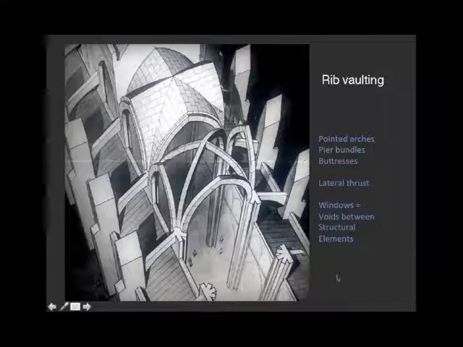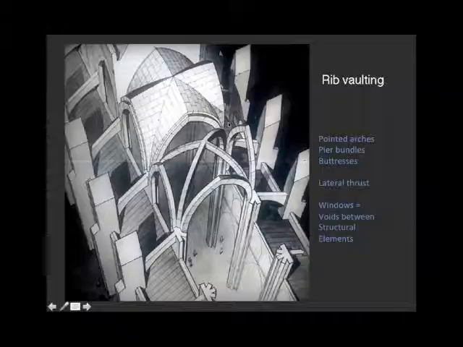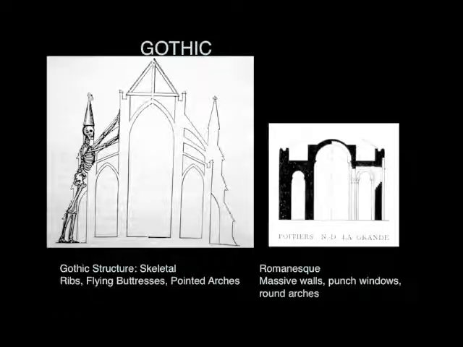So we have pier bundles here, these colonnettes that are clustered together against a thicker mass that support ribs. And notice, in the case of this Gothic structure, it's a different shape of vault than the shape of vault that we saw in Romanesque architecture. And for your point of reference, this is the church of Notre-Dame-la-Grande in Poitiers, France.